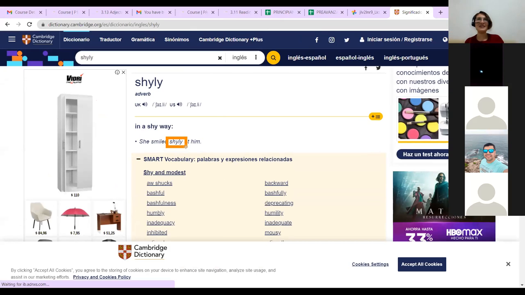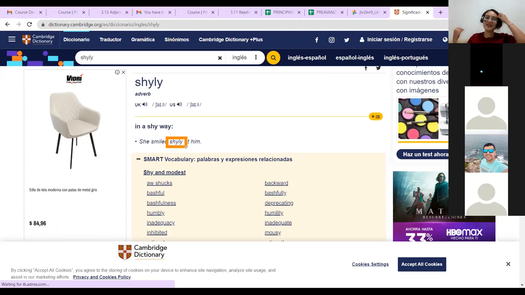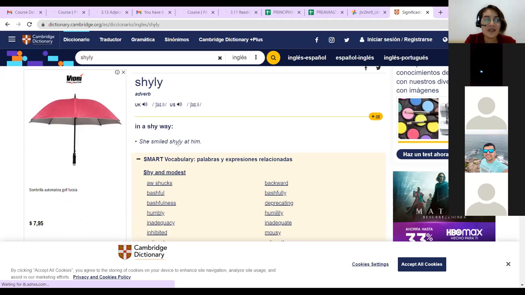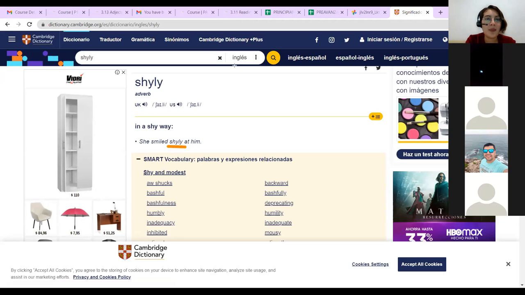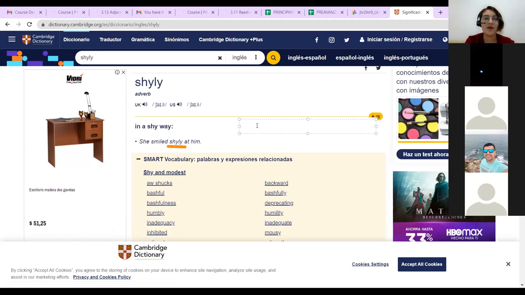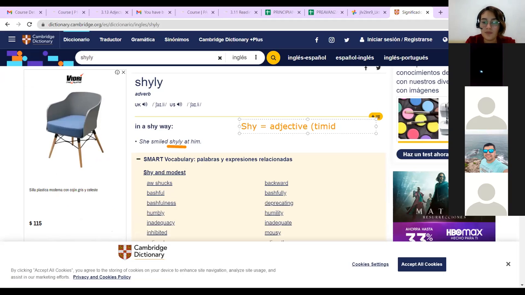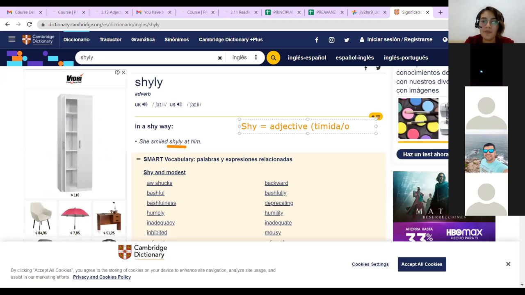Aún no hemos llegado a ver esto, pero les voy a dar un poquito de contexto para que comprendamos qué significa en esta oración. She smiles shyly at him. Les voy a dar el contexto aquí y se los voy a escribir. Qué excelente ejemplo nos ha dado. So shy es el adjetivo, right? Ya sabemos qué significa tímida. O tímido, whatever.